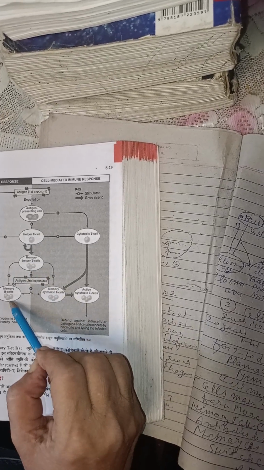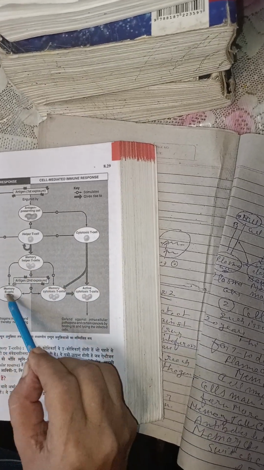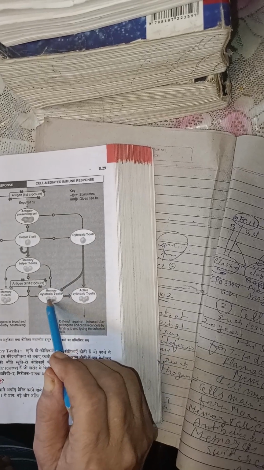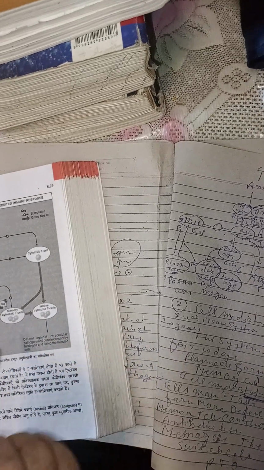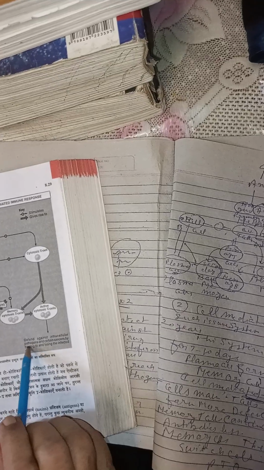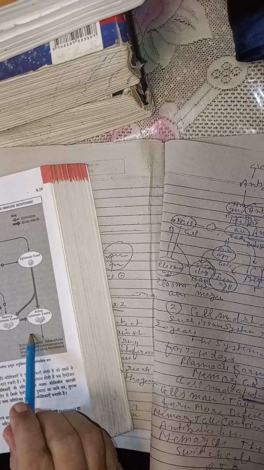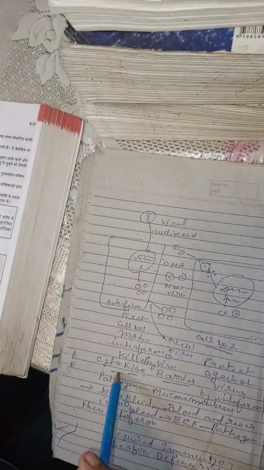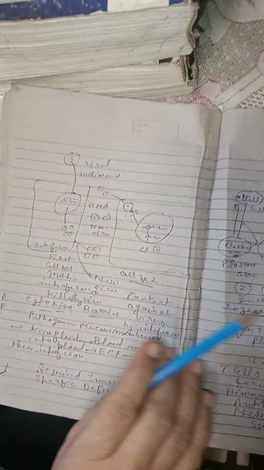Then they form memory B cells and some B cells come from the lower side and form the plasma cell. Again they form memory cytotoxic T cells and active cytotoxic T cells. Then we see again active cytotoxic T cells.